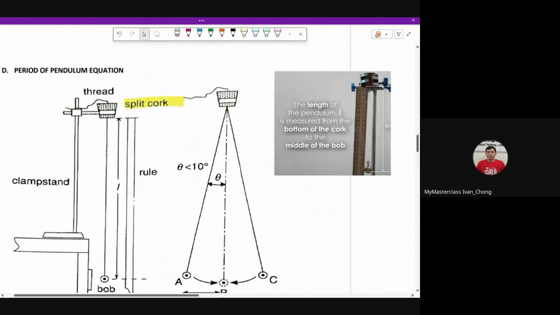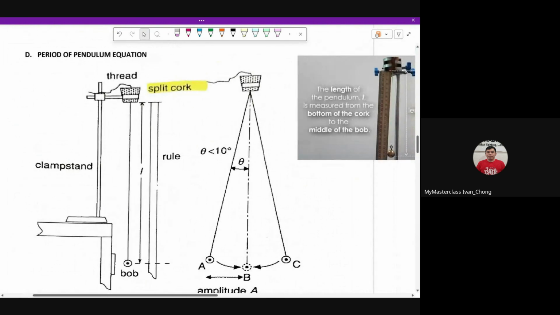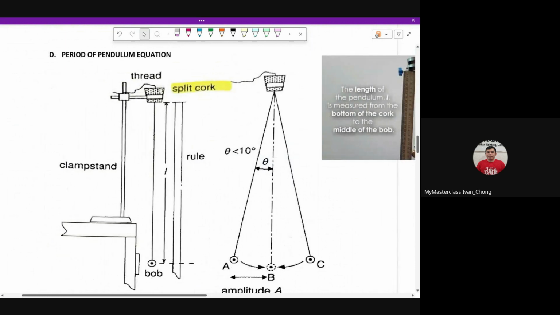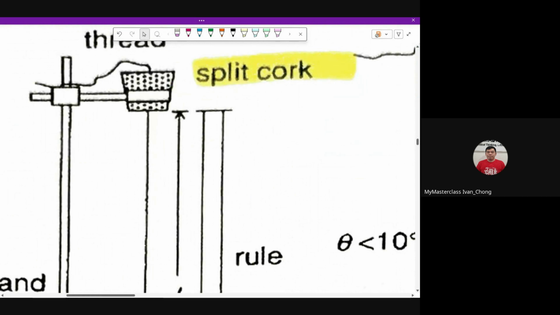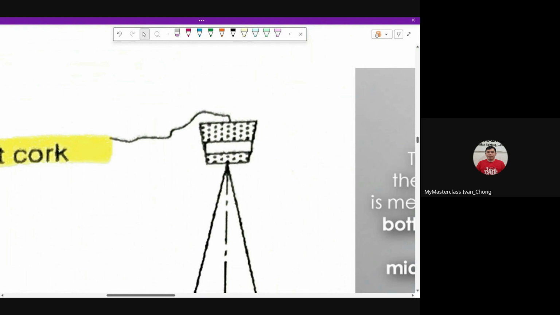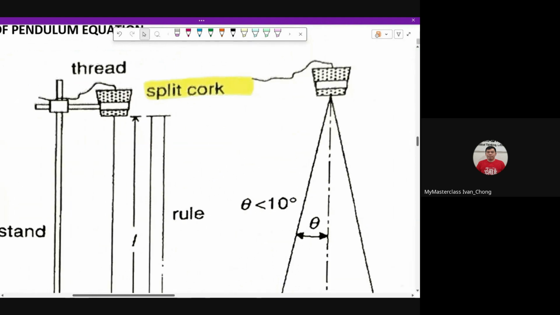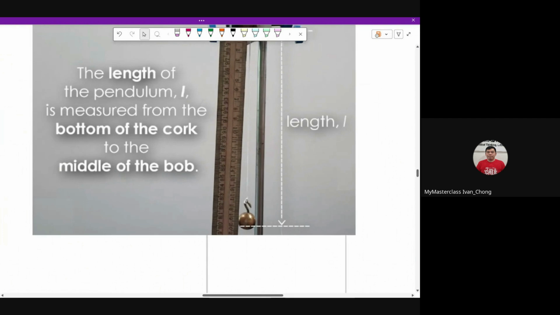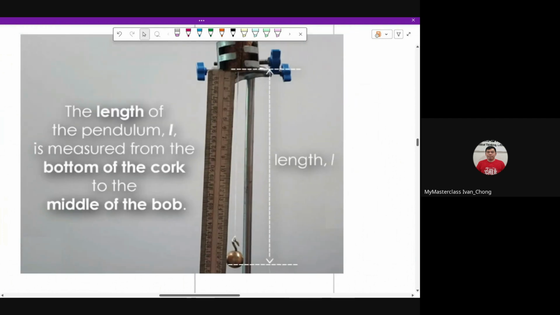Okay, so next, we have your pendulum over here, right? So this is your side view, this is the front view, and basically this is what it looks like. So typically we have this retort stand which clamps onto a cork, and then there's a strap in between the cork over here. Okay, so basically we just want to measure your length from the bottom of the cork all the way to the middle of the bob or to the top of the bob itself. You need to double check. Your length is all the way down here. Okay, so this golden thing is what we call a bob.